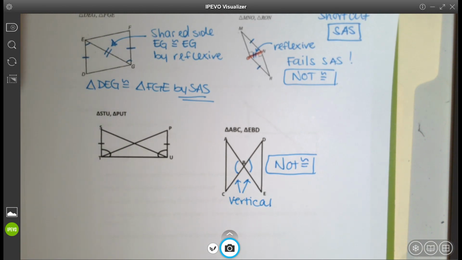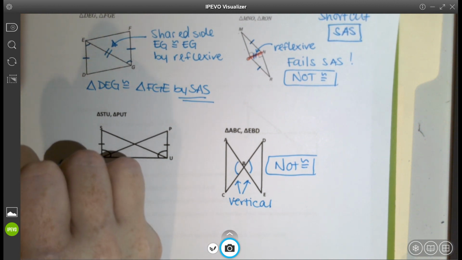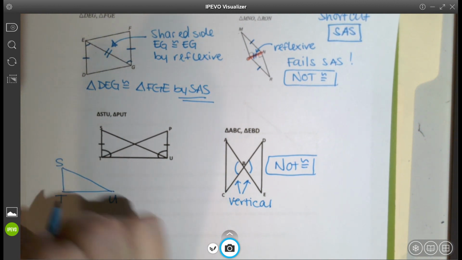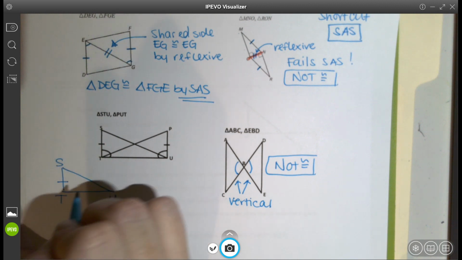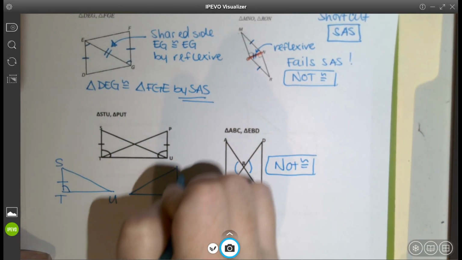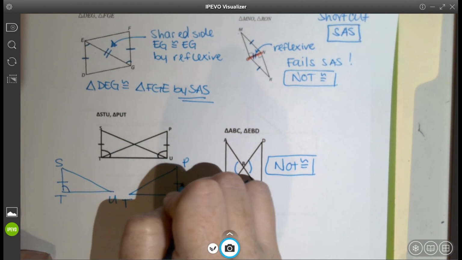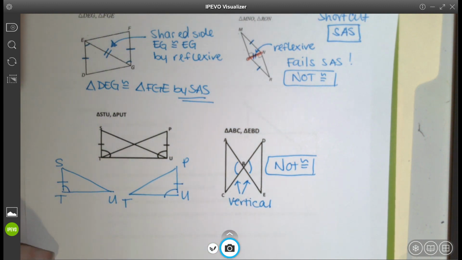I like to separate them. So I'm going to separate these two triangles. So here is STU. So a tick mark goes here. Curve marking goes here. Now I'm going to draw out the other triangle. PUT. Tick mark goes here. Curve marking goes here.